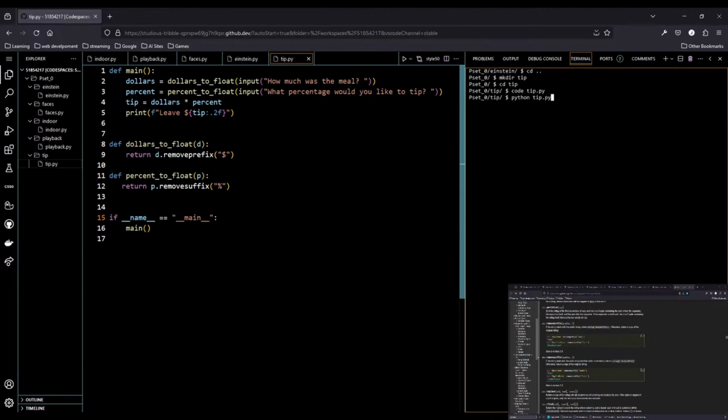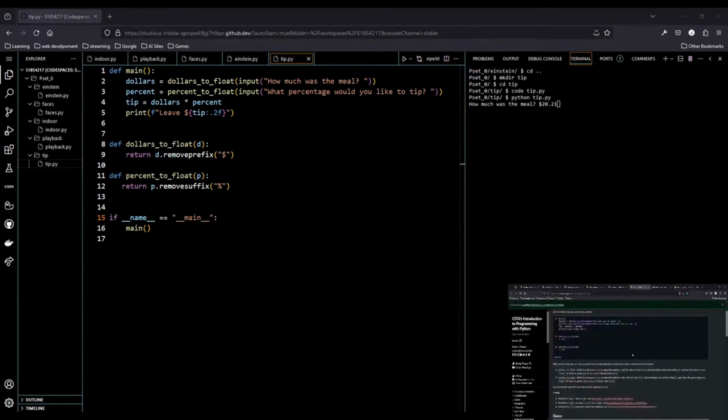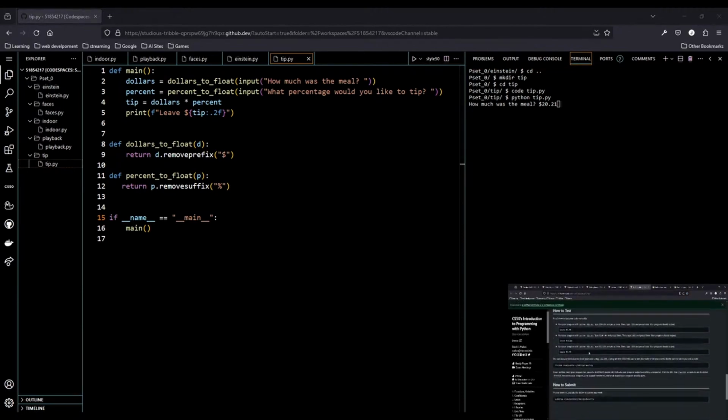tip.py, enter. How much was the meal? You're going to have to put in 2121, I think. What does it say for testing? Type in 50. And then what was the percentage of the tip? 15%. And it should return 750.